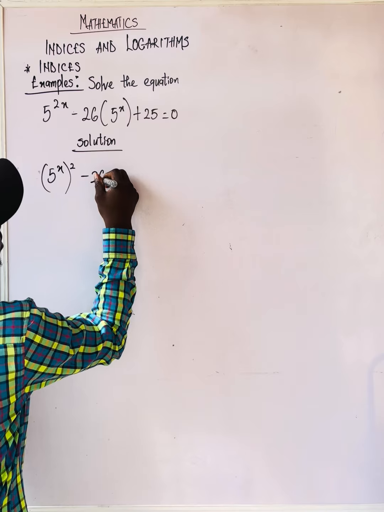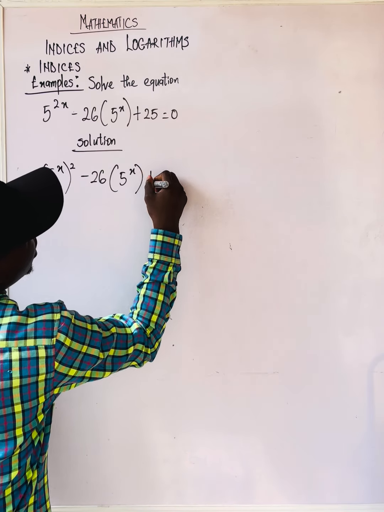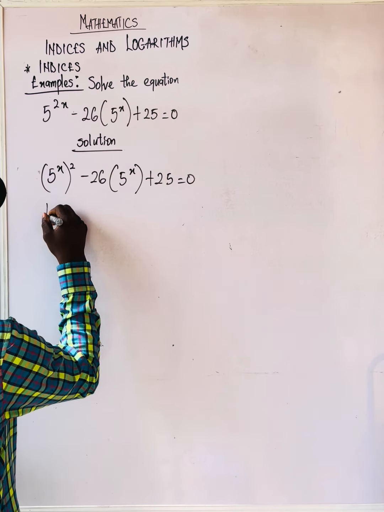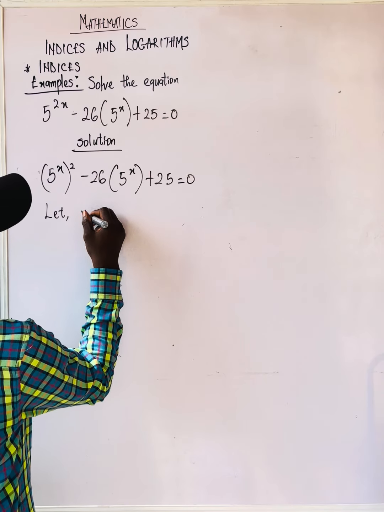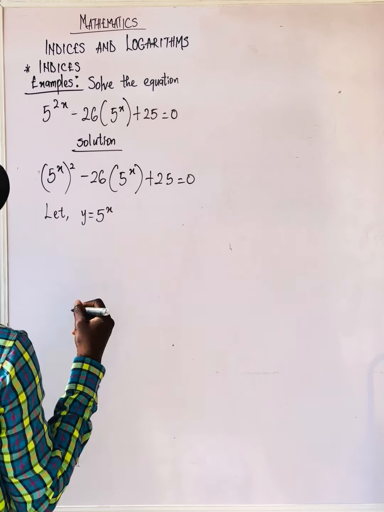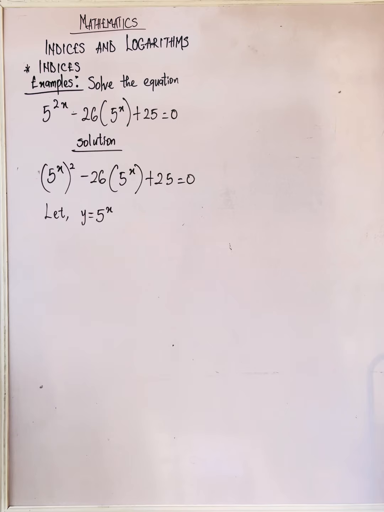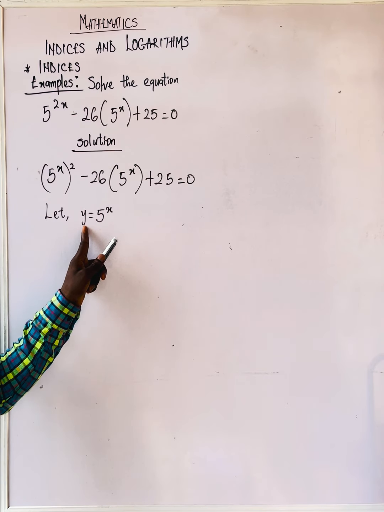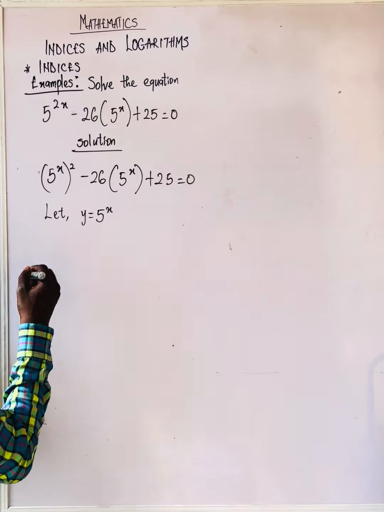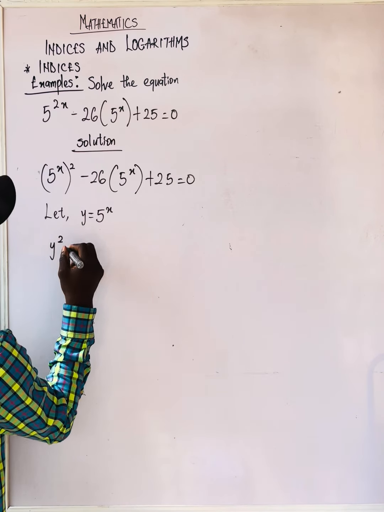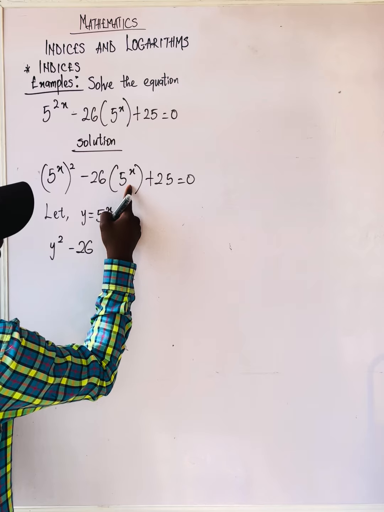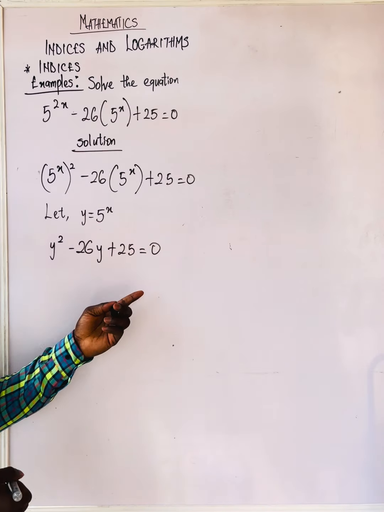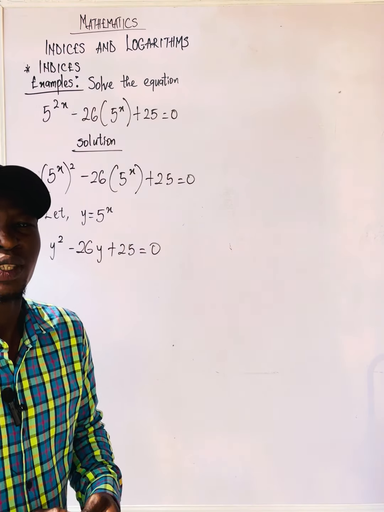So I can just write it like this: 5 to the power of x, all squared, then minus 26 into bracket 5 to the power of x, then plus 25, all equals 0. Now, let y be equal to 5 to the power of x, meaning anywhere I see 5 to the power of x, I will write it as y. So here is y squared, then minus 26 y, then plus 25, all equals 0. If you look at it, it looks like a quadratic equation.